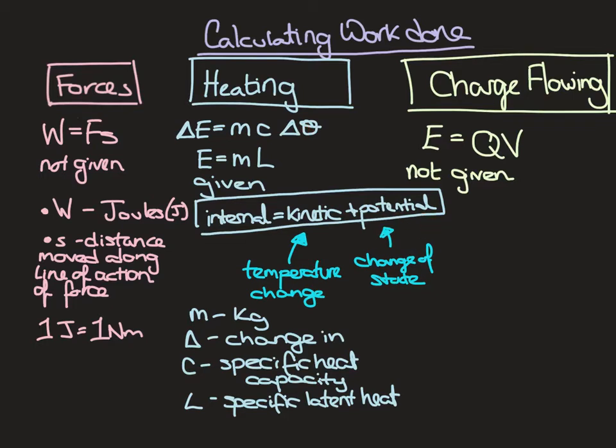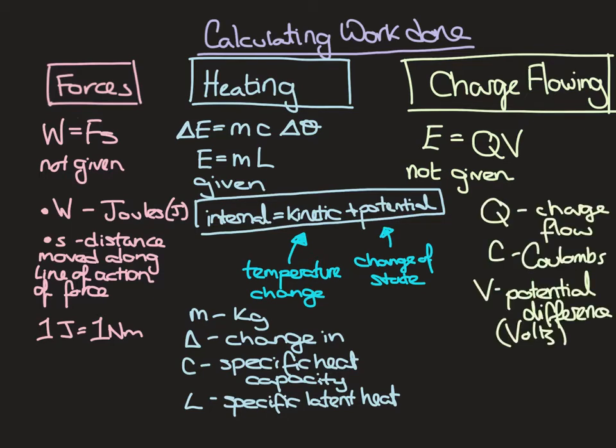But this one here, we'll remember that when we've got a change of state, there is no temperature change. And so you have to use this equation here, which doesn't have that change in temperature part to the equation. Just remember that mass needs to be in kilograms. Delta means changing, it's just a mathematical symbol. C is the specific heat capacity and L is the specific latent heat.